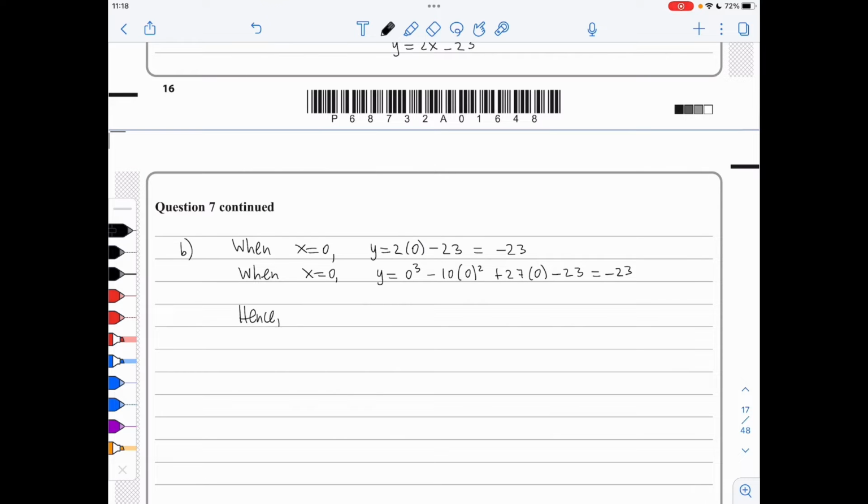Hence, the line L and the curve C meet again on the y-axis at (0, -23). It was a show that question. We need a conclusion. So this is the conclusion we have to write down to claim full marks.